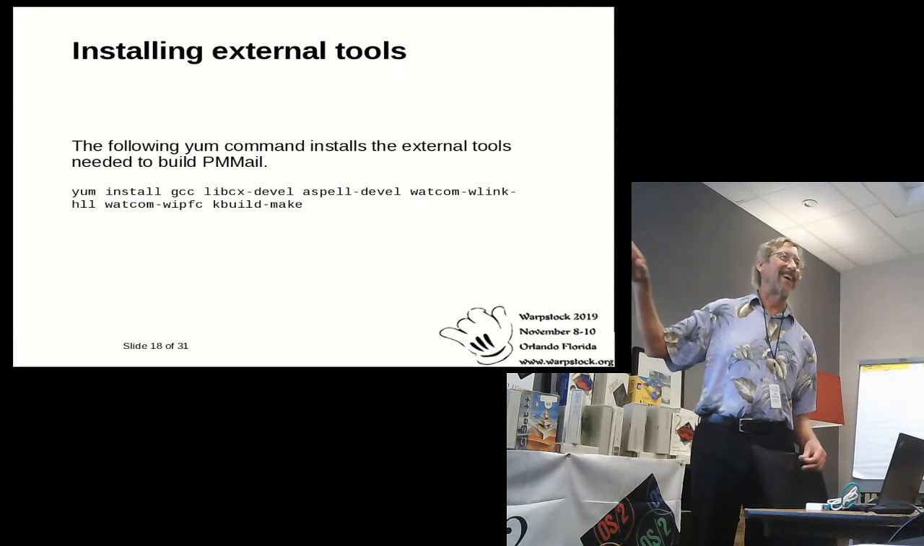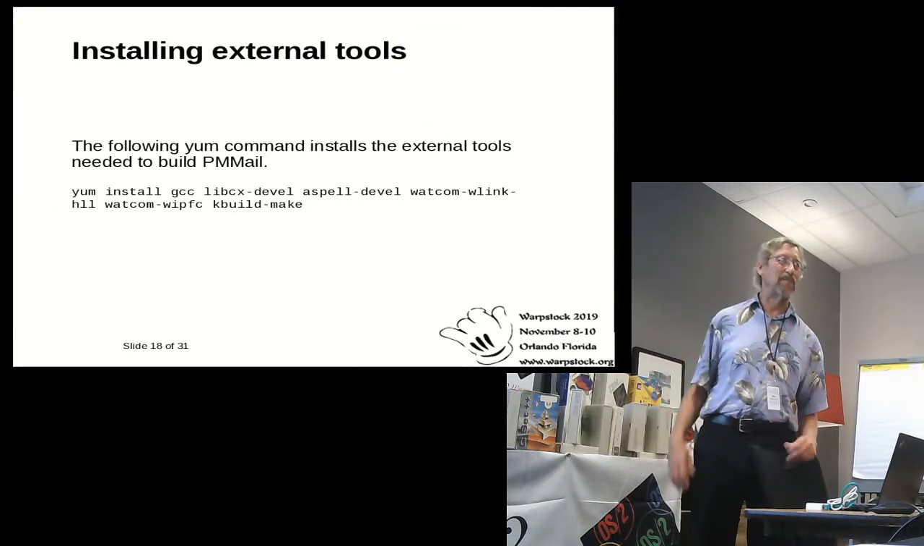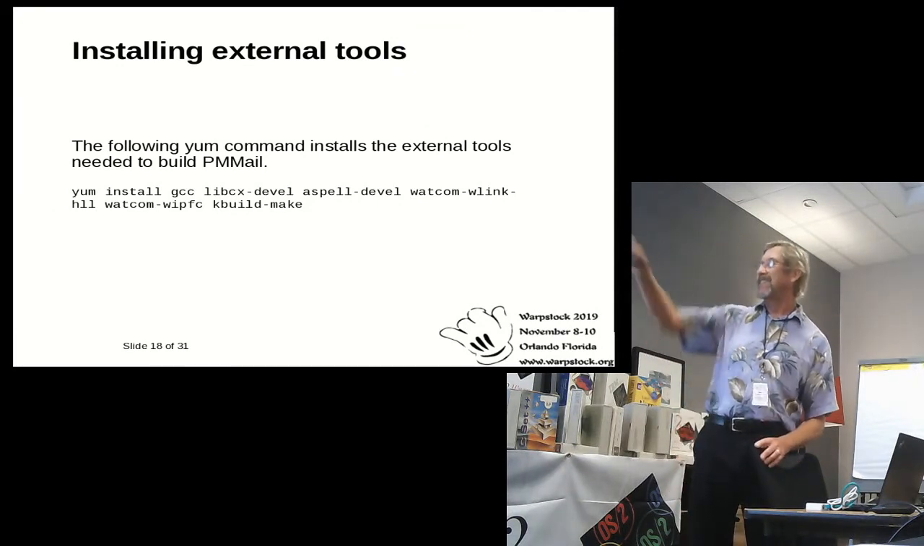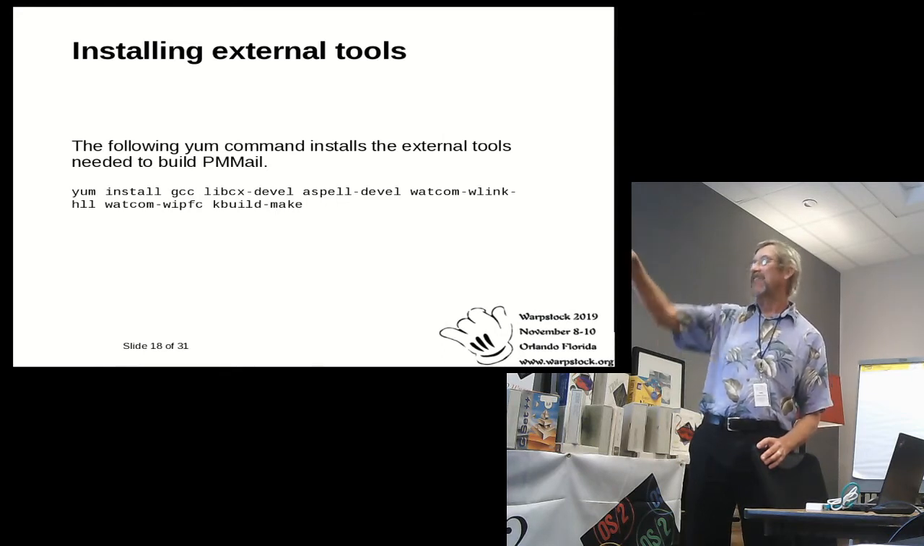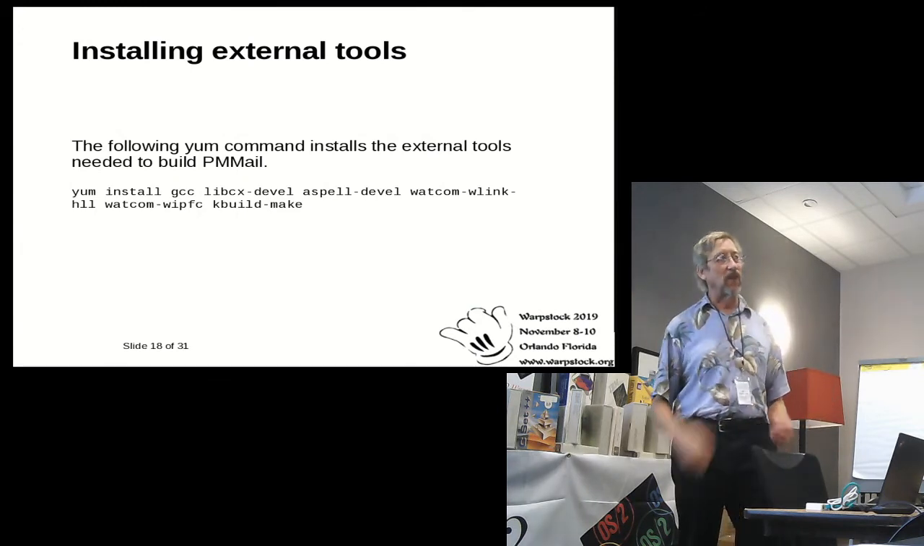Here's the install line, yum install, and then a whole bunch of names. So GCC; the libc devel has the header files for the new libc; A-spell development is our spell check; Watcom wlink is the linker; Watcom WIPFC is the help compiler; and kbuild make is the make that runs our makefile.